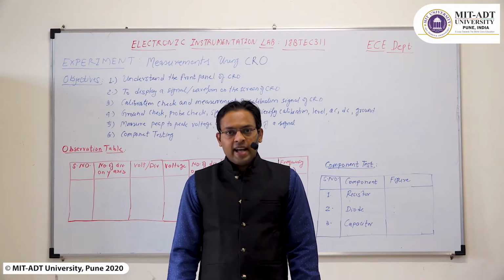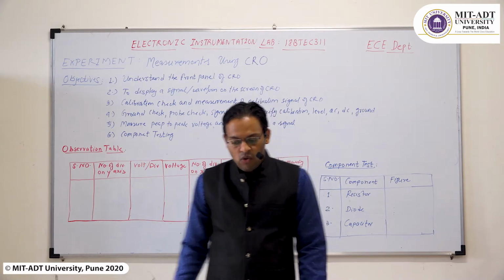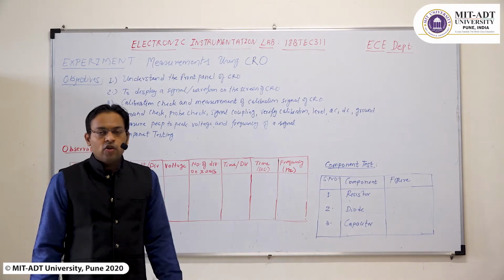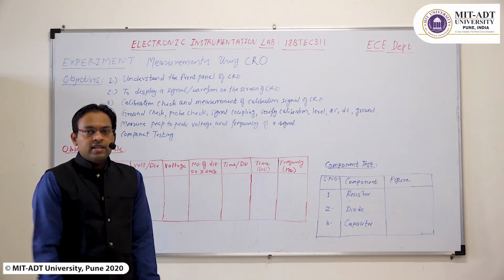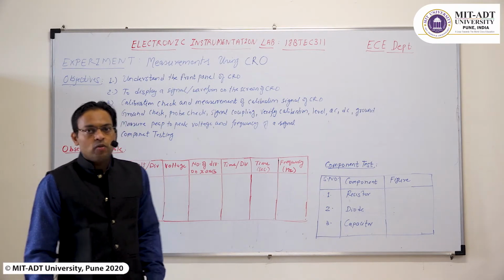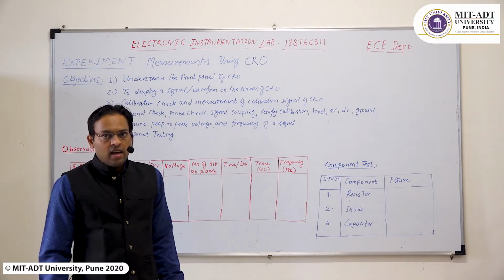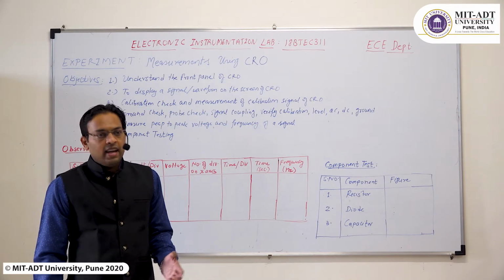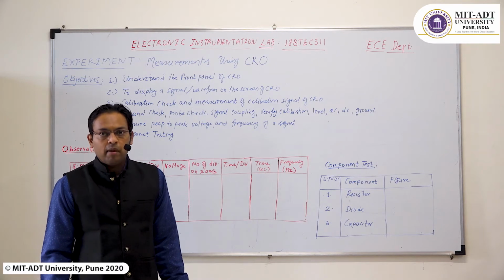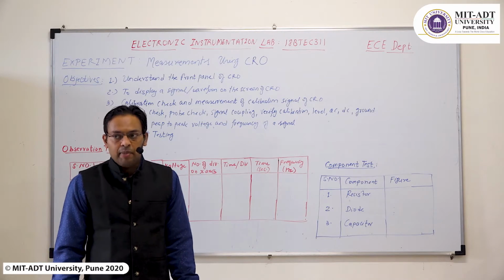Today we will perform our next experiment. The title of the experiment is Measurements Using CRO. In this experiment, we have to perform different objectives. CRO stands for cathode ray oscilloscope. It is an electronic instrumentation device used for the measurement of various applications. It is used for displaying a signal on the screen of the CRO. It is also used for research purposes. It is a general purpose common application device used in various laboratories for various applications.